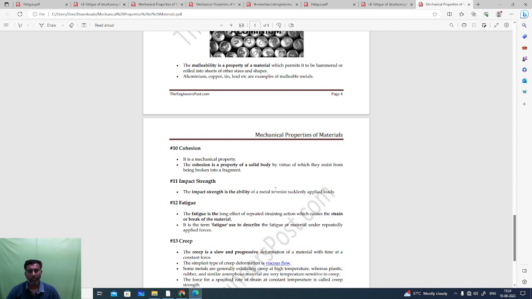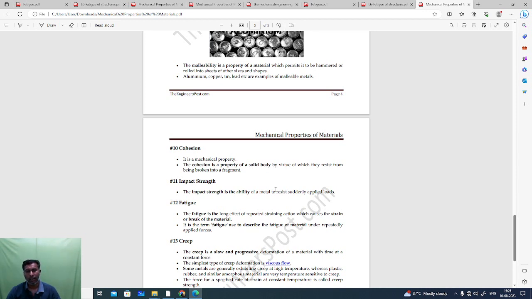Next one is fatigue. Fatigue is a long effect, a continued or repeated cyclic process. In simple terms, fatigue is a continuous or repeated cyclic process. It may be a uniform load or a varying load. There are two categories: low cycle fatigue and high cycle fatigue. We will discuss them later, but now the definition.